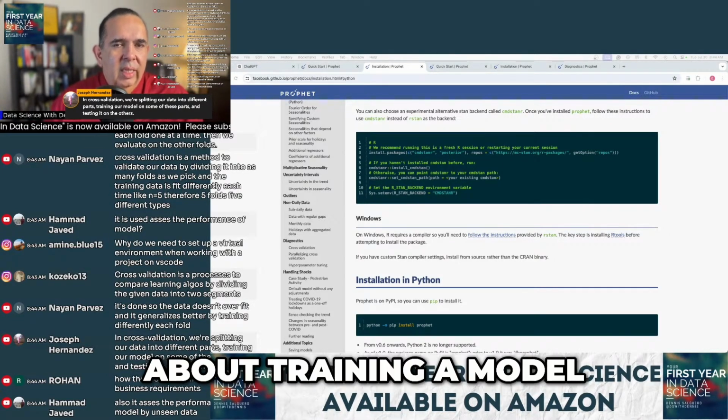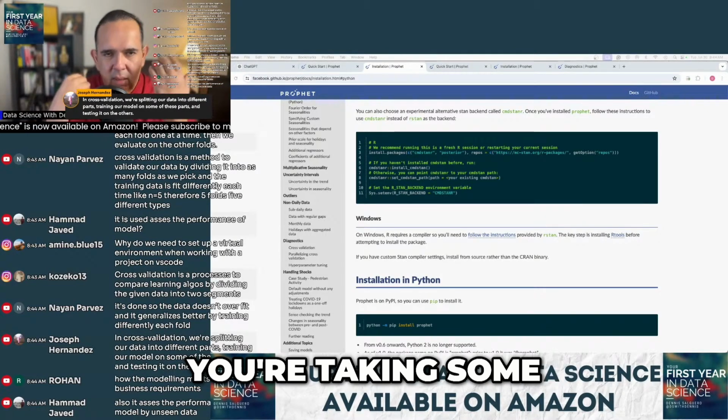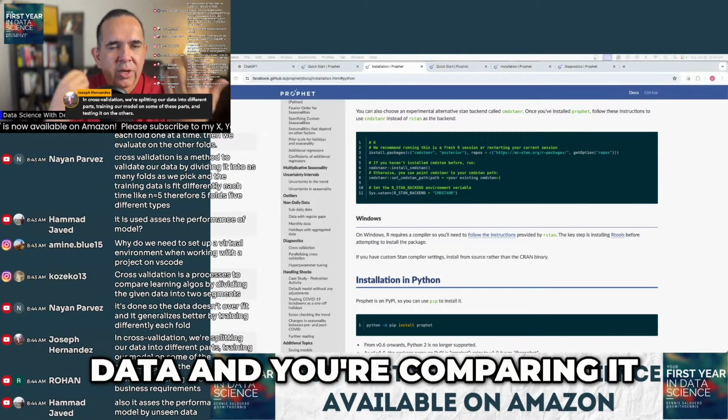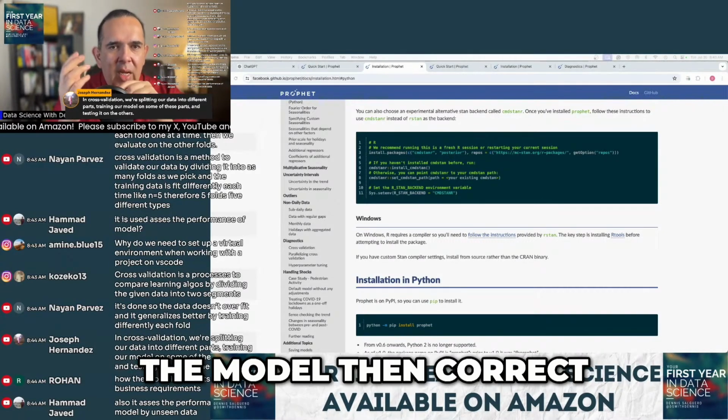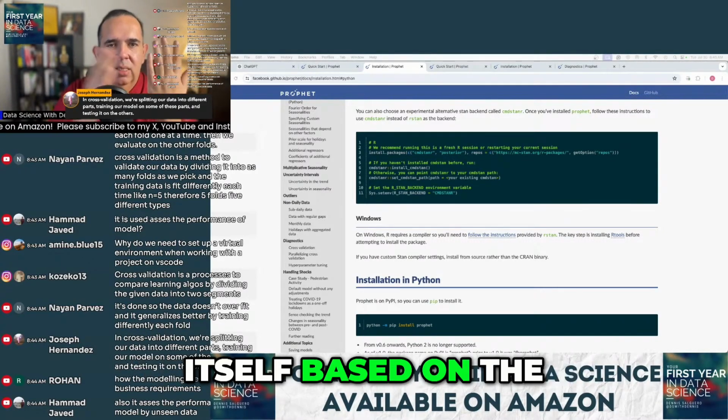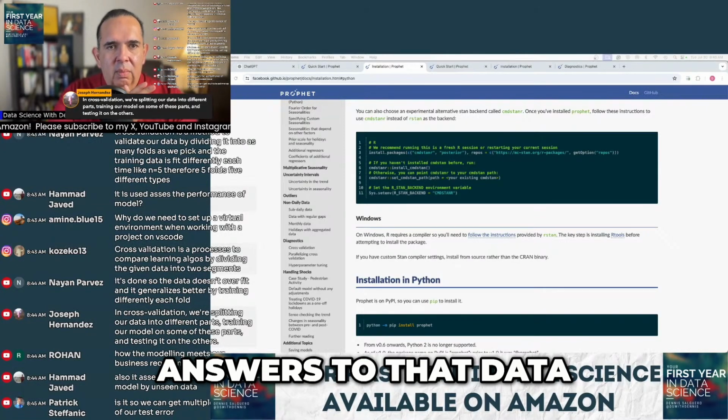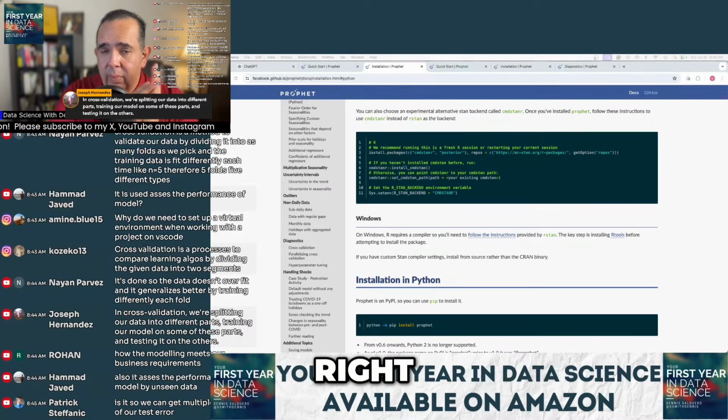With cross-validation, you should be thinking about training a model. You're taking some data and you're training a model on it, and then you're letting the model correct itself based on the answers to that data. That's what it is, right?